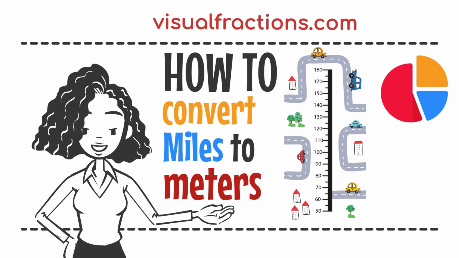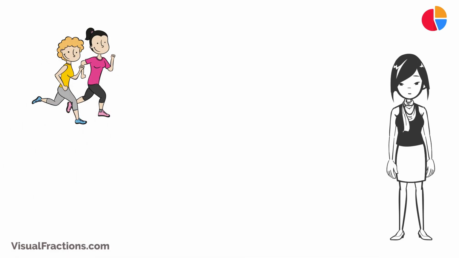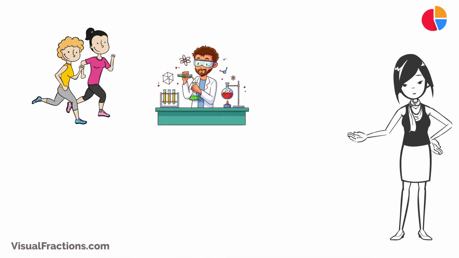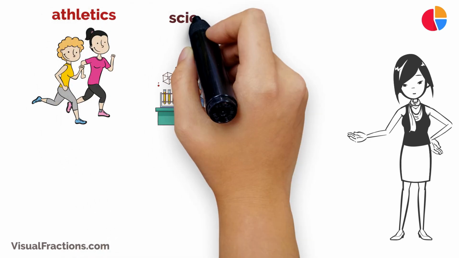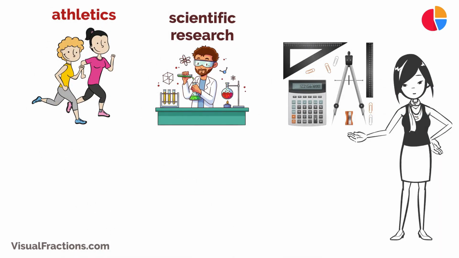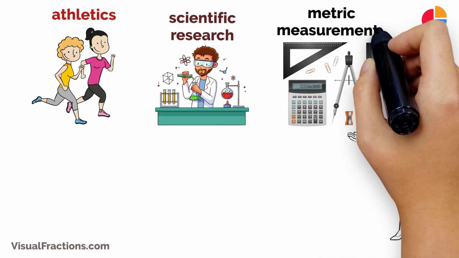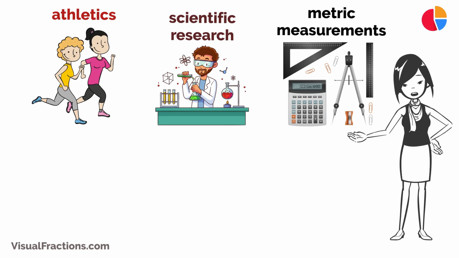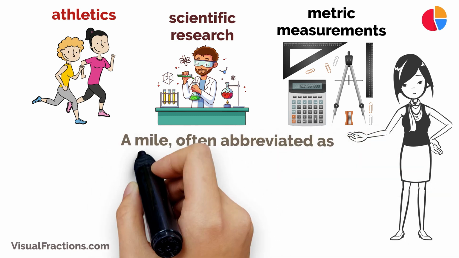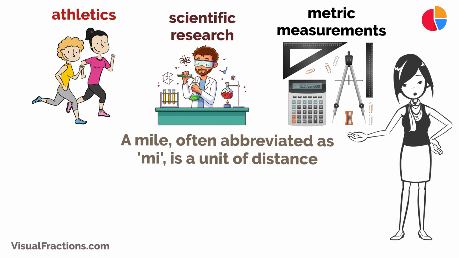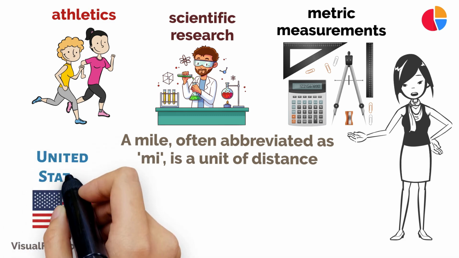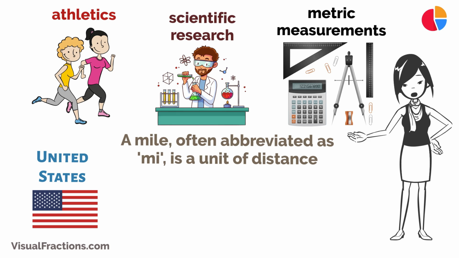Today, we're going to explain how to convert miles to meters. This conversion can be essential for various applications, whether you're involved in athletics, scientific research, or simply need to work with metric measurements. Let's begin with the basics. A mile, often abbreviated as MI, is a unit of distance commonly used in the United States and a few other countries. A meter, represented as M, is the standard unit of distance in the metric system, used worldwide.